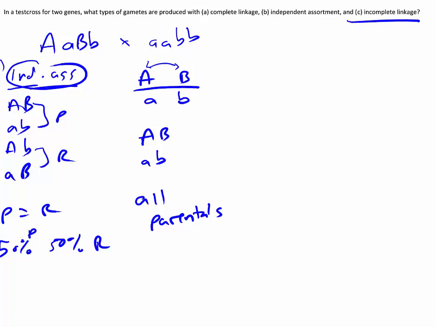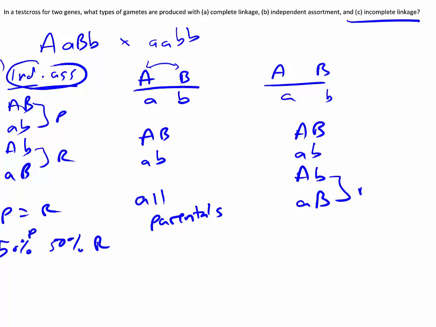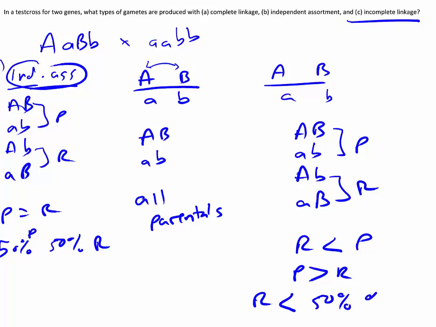Incomplete linkage means we get crossing over some of the time. And so then we get these kinds, and we also get recombinants, but we'll get the recombinants less often than we'll get parentals, or in other words, parentals more often than we get recombinants. So we get recombinants less than 50% of the time. So that's incomplete linkage.